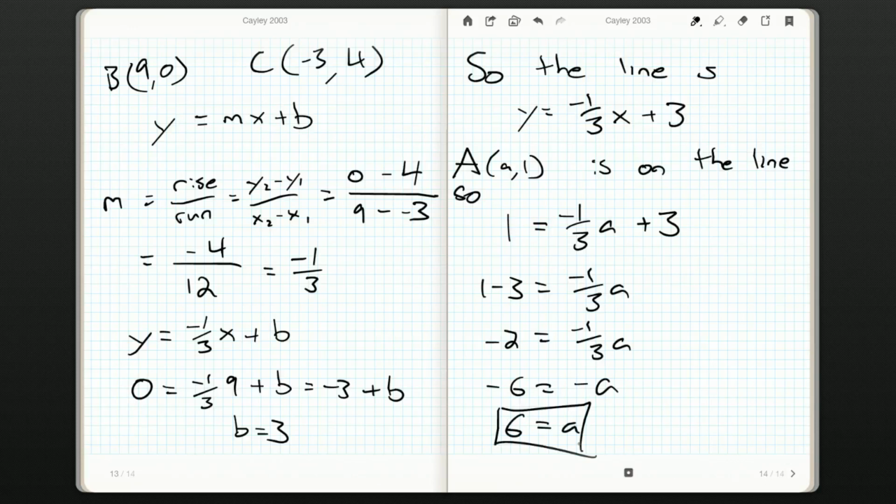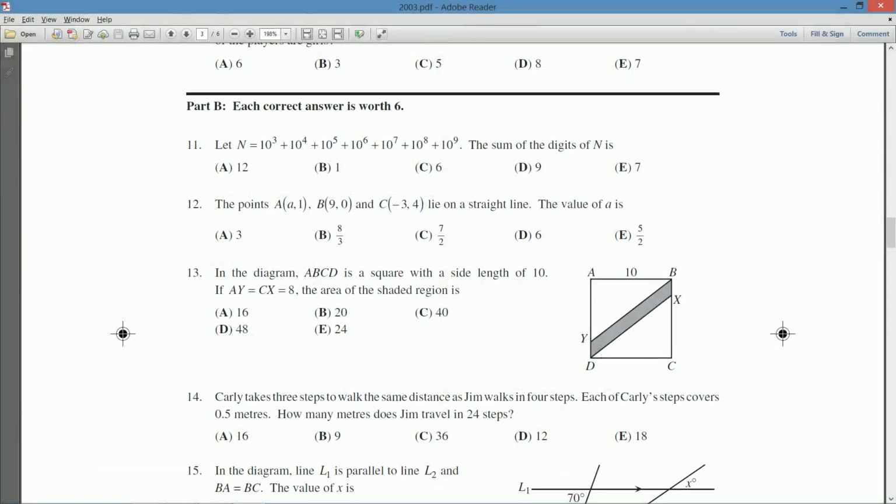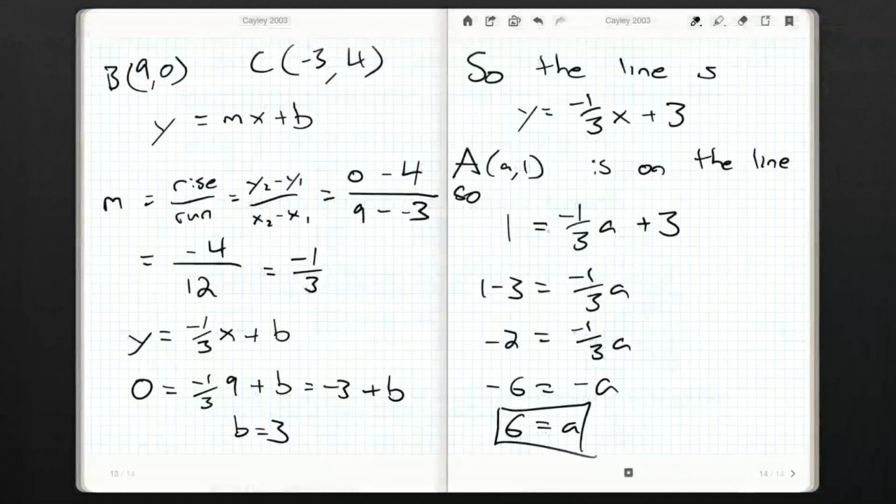Is that one of the possible answers? Let's find out. Yeah, D, 6. Okay, so yeah, it's D.